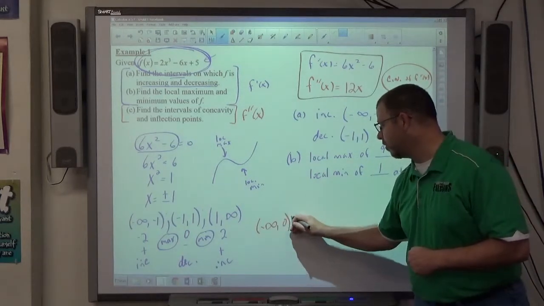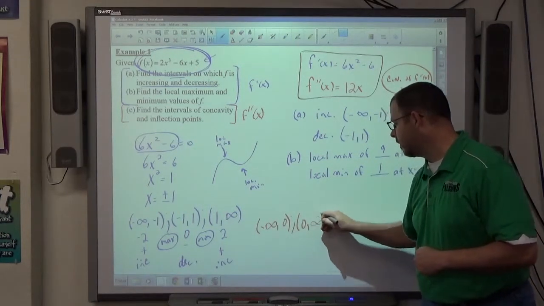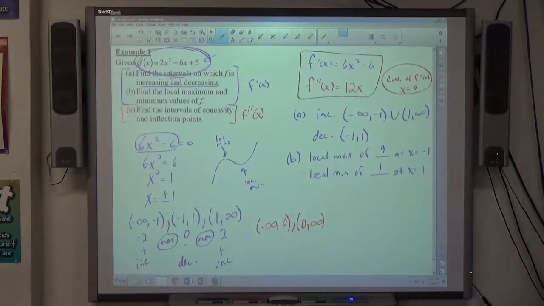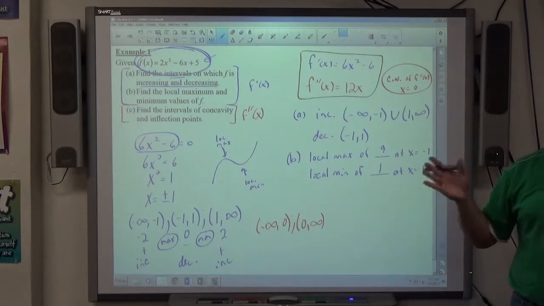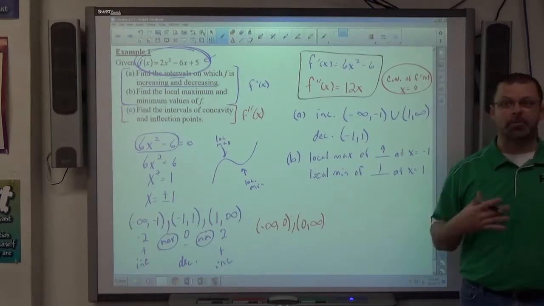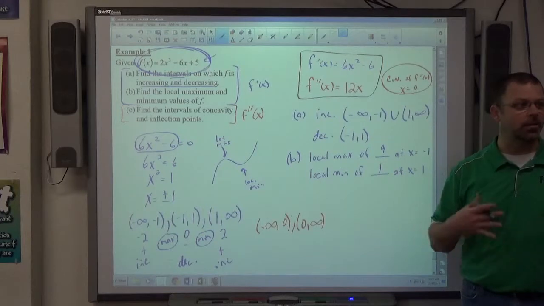And then from 0 to infinity. There's one critical number, so we get two intervals. Again, the derivative itself equals 0 at x equals 0. That means it doesn't equal 0 anywhere else, which means it's either positive or negative. We have to establish its sign on each of these intervals.